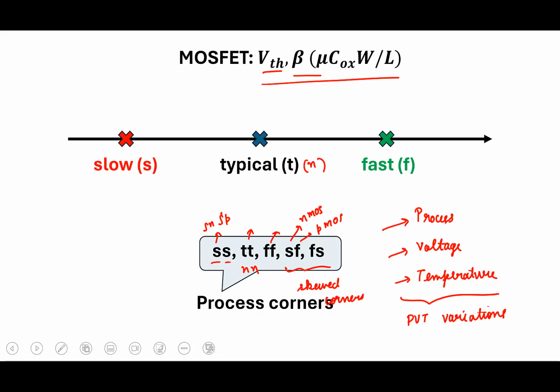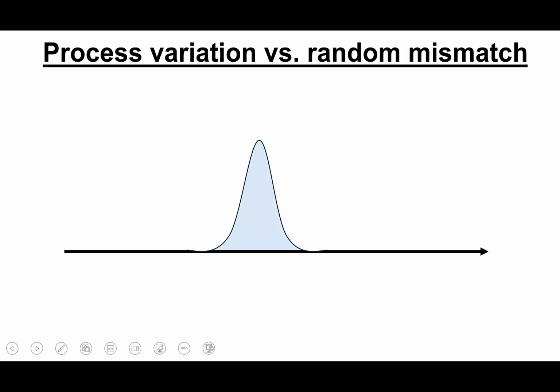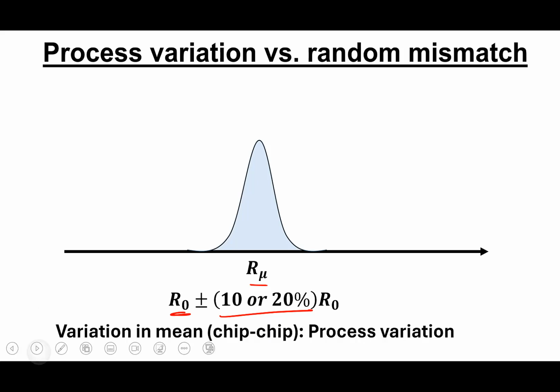Just to make sure that things are clear with respect to process and random mismatch. The idea is this: if I take one particular chip and look at the value of, say, resistors, the resistance value will have a distribution with some mean. Now if I look at this mean value across multiple chips, this mean value will change. For example, from the nominal value, it can change by plus or minus 10 to 20%. This variation in the mean value is what is called process variation. That is the variation from chip to chip.